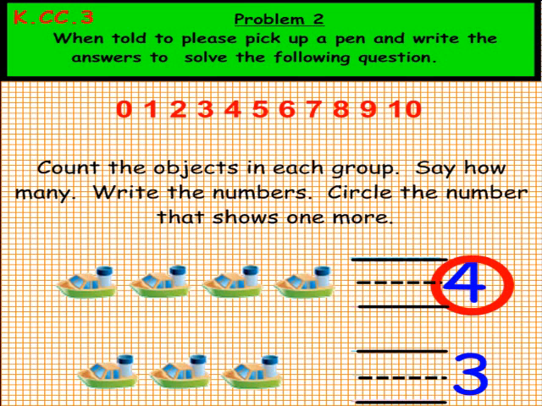If you would please, have another student come up to the smartboard. And while they're doing that, please pick up an eraser and erase the smartboard. Thank you.